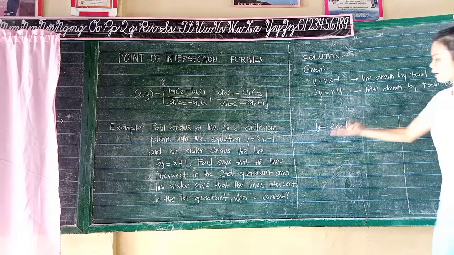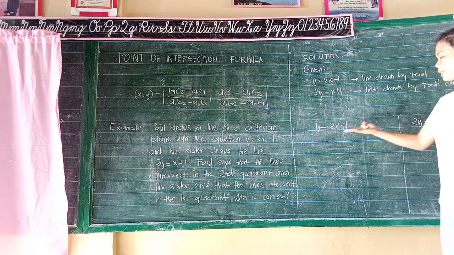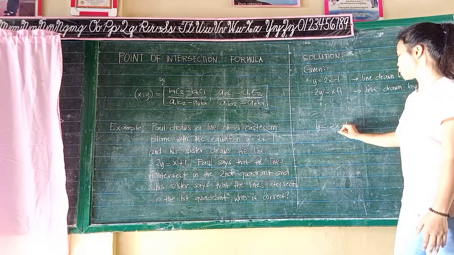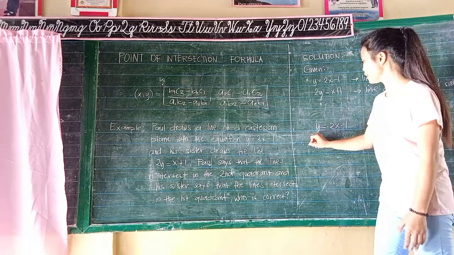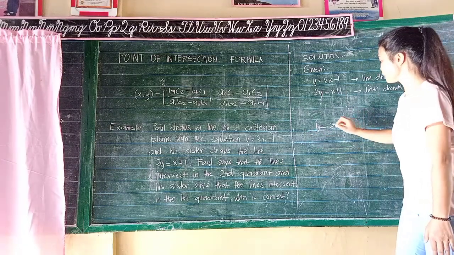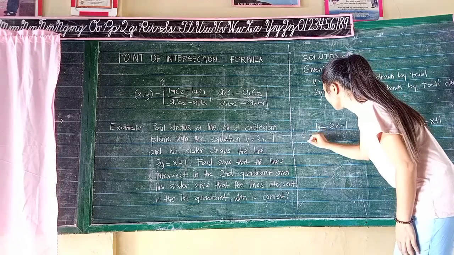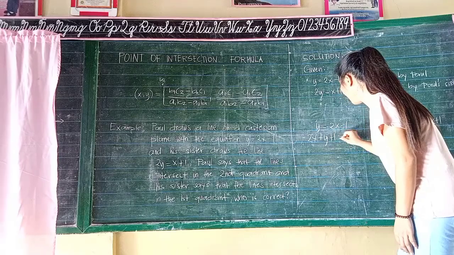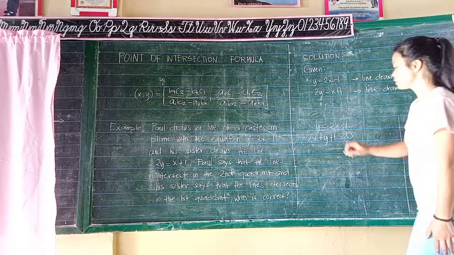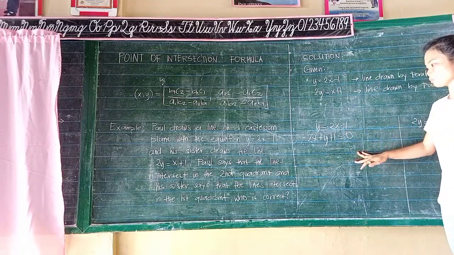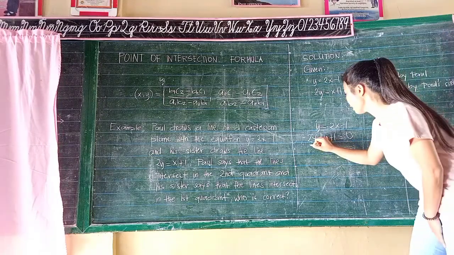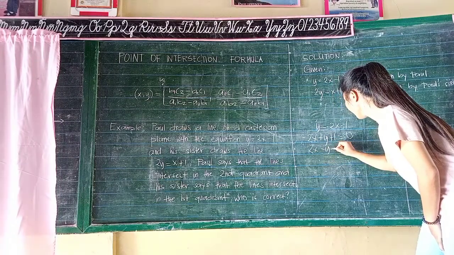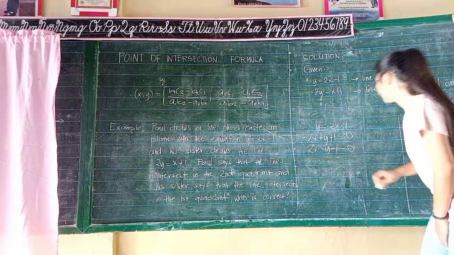So we have y equals 2x minus 1. We have to transpose 2x minus 1 to this side and equate to 0. So this will become negative 2x plus y plus 1 equals 0, and multiply both sides by negative 1. This will become 2x minus y minus 1 equals 0.